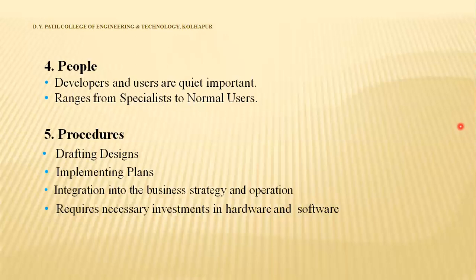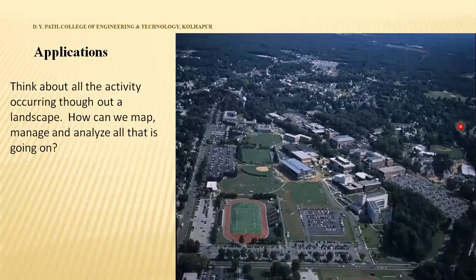A successful GIS operates according to a well-designed plan and business rules, which are models and operating practices unique to each organization. From drafting designs, from implementing plans, to necessary investments in hardware and software, this all comes under the methods or procedures, the component parts of GIS. So the next part will be the applications of GIS.